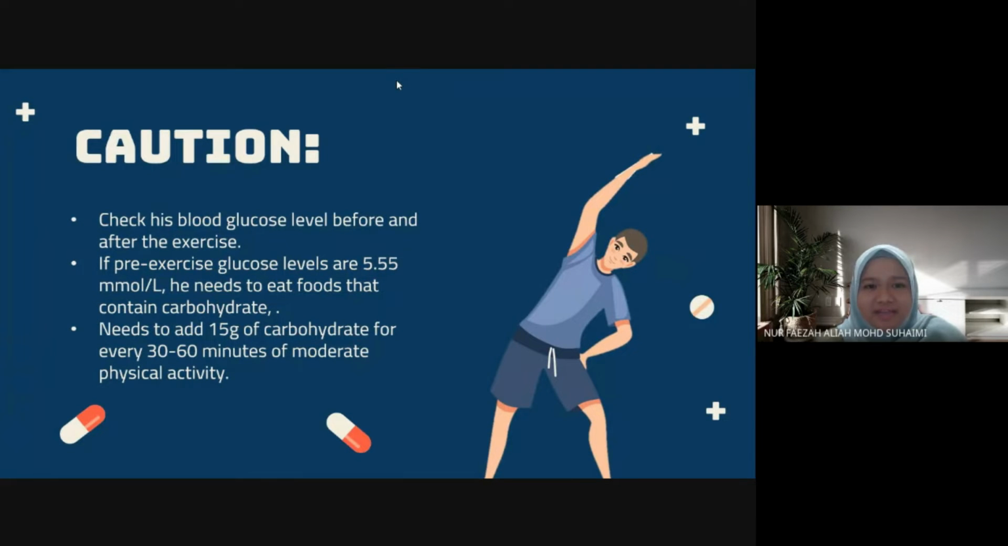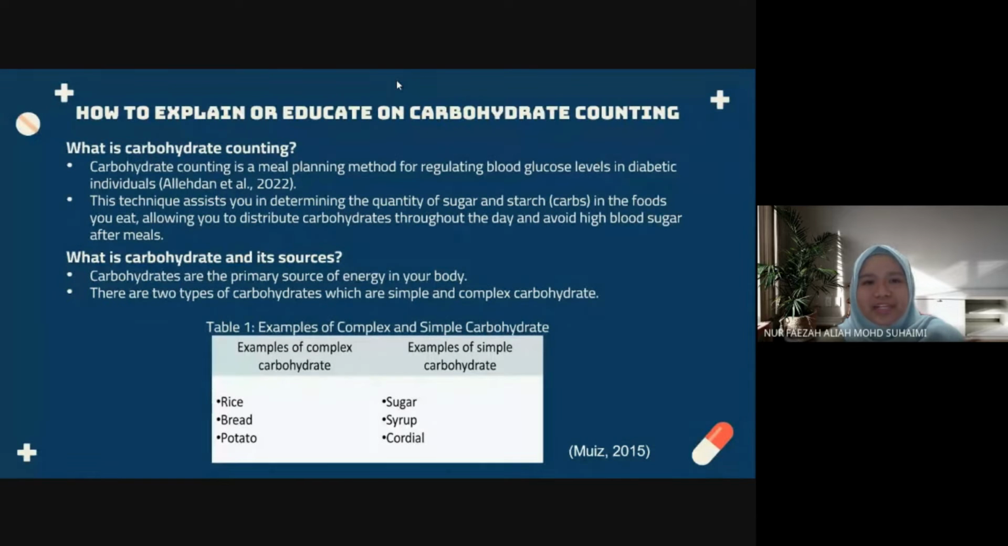In doing physical activity, Mr. Siva needs to take some caution to prevent hypoglycemia. He needs to check his blood glucose level before and after the exercise. If pre-exercise glucose level is 5.5 millimole per liter, he needs to eat foods that contain carbohydrate. And also, he needs to add 50 grams of carbohydrate for every 30 to 60 minutes of moderate physical activity. Next, I will pass to the next presenter.